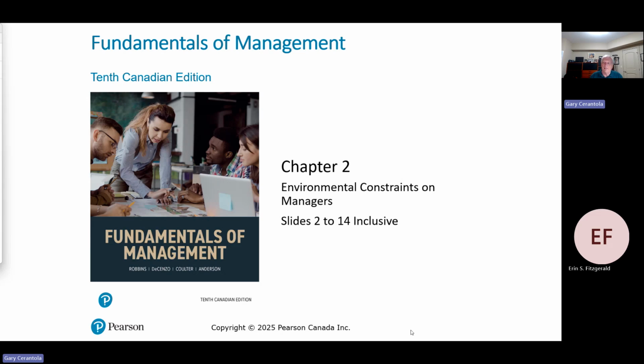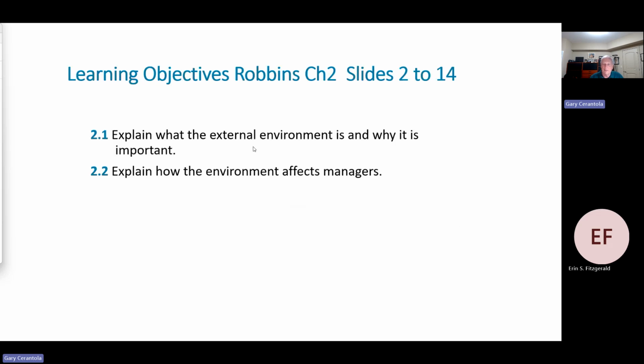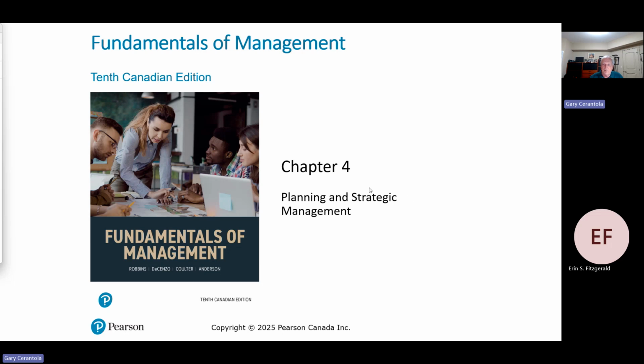Okay, we'll get started on topic 9, and I'm drawing your attention to the two Robbins PowerPoint presentations that are affiliated with topic 9, and I have a reason for bringing this one up. Environmental constraints on managers, slides 2 to 14 inclusive. So that's a key one that I want to address. Explaining what the external environment is and why it's important, and explaining how the environment affects managers. And then chapter 4 is about planning and strategic management. So there's a lot of rich information there that'll help you on the test and understand the concepts that we're going to cover in topic 9.